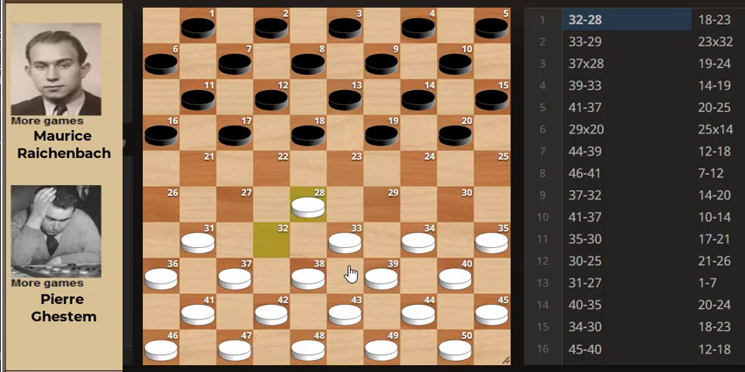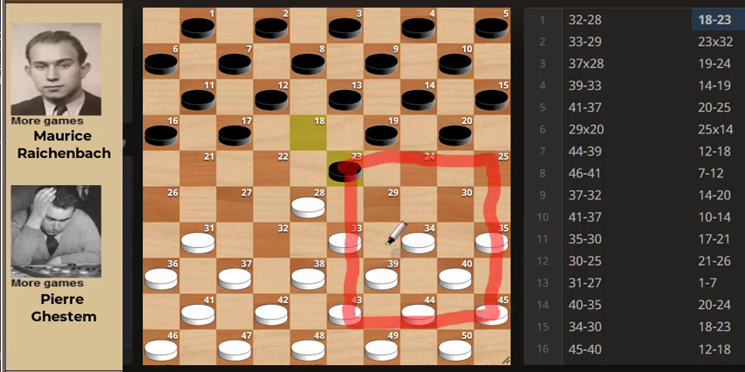Ghestem started the game by playing 32-28. Morris responded by playing 18-23. If we draw the square from this position, so after drawing the square, let's see where Ghestem played. So he moved to 29. He moved to this corner of the square, which is 29. So we have this position.